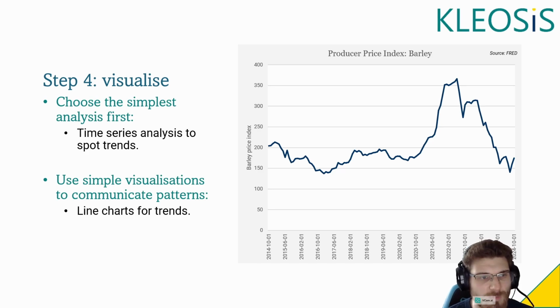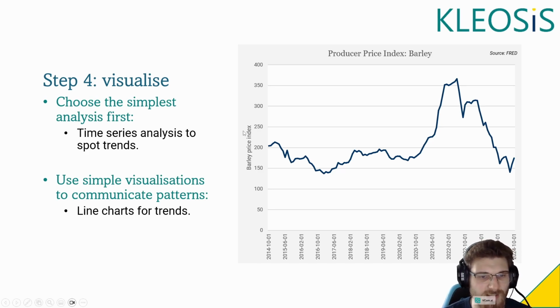Then step 4 is you want to visualize the data. You should always go for the simplest analysis first, and then if there is anything interesting following that simple process, dig into other stuff. That comes with experience. It's usually going to be time series analysis to spot some trends. Saying time series analysis overcomplicates it. Really, all we're looking for is patterns. Humans are amazing at finding patterns. And you want to communicate whatever patterns you find using, again, the simplest way you can for your audience. And for trends, it's going to be line charts.